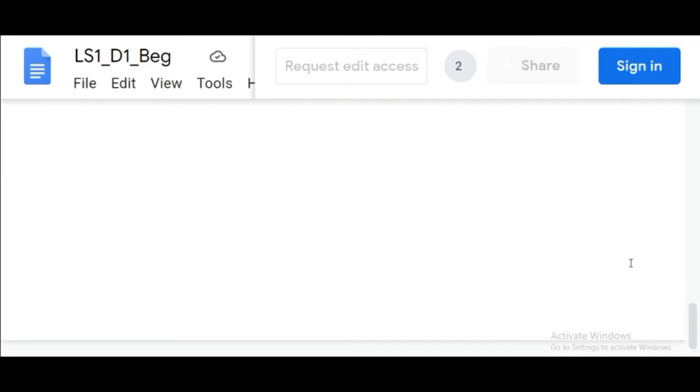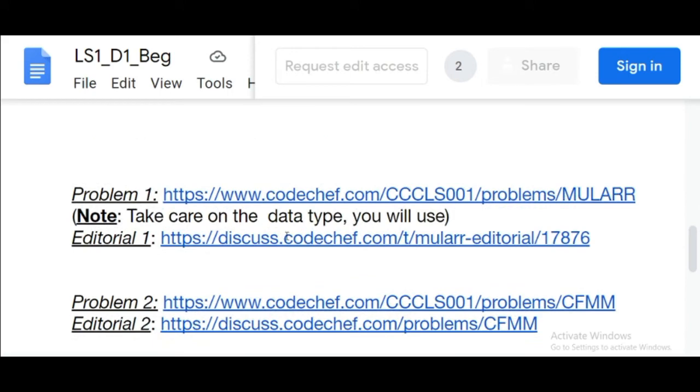So there are actually two problems only, nothing else. You have to understand these problems and their solution. Their editorial is also given. If you are not able to solve this problem, then check out the editorial to understand it better. So let's see problem number 1.